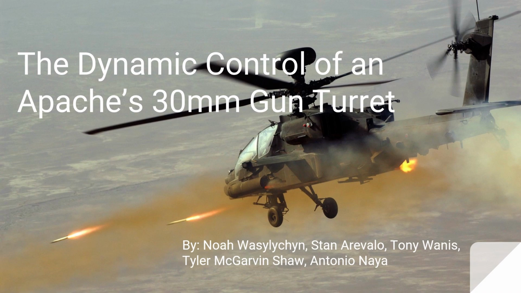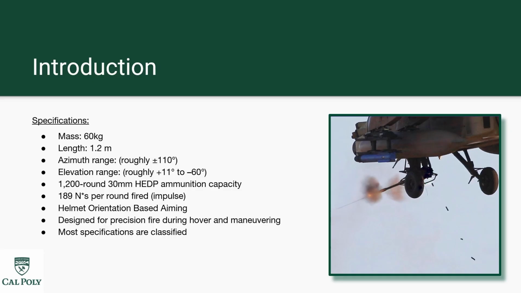This is our presentation on the dynamic control of an Apache's 30mm gun turret. This is the Northrop Grumman AH-64 attack helicopter. It utilizes the M230 chain gun turret, which is about 1.2 meters long with a field of view of 220 degrees in the azimuthal plane and an elevation range of 71 degrees.